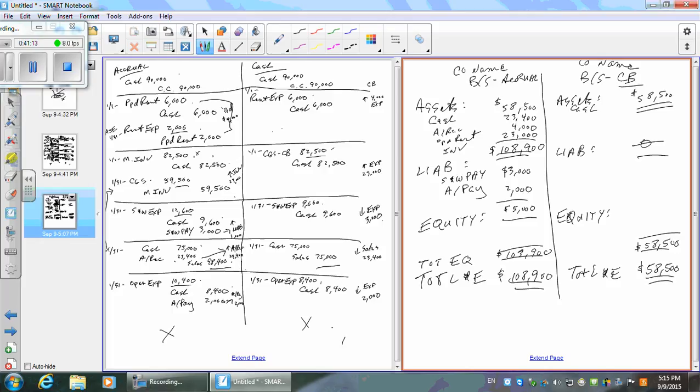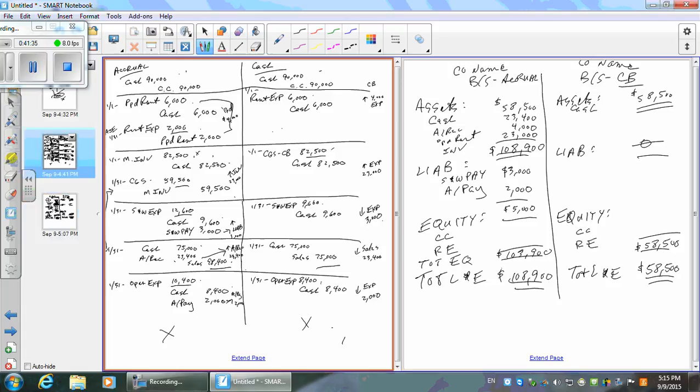What are the components of equity for both of them? Contributed capital and retained earnings? Yeah. And there were no dividends, right? If there'd been dividends, you have to record those. They'd be the same for both, right? Credit cash and debit retained earnings. Okay? All right. So how much is contributed capital, everybody? 90. There it is.